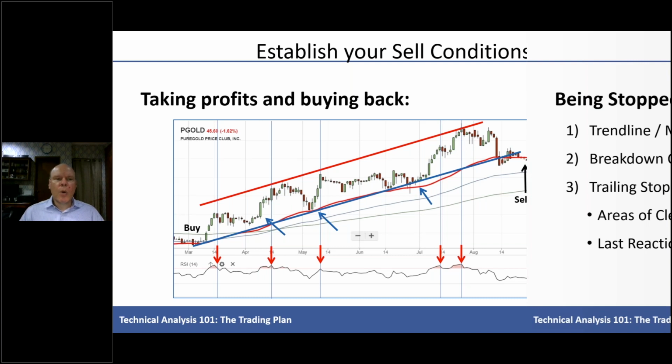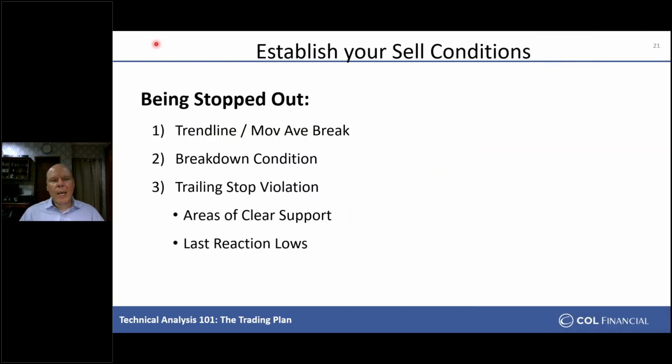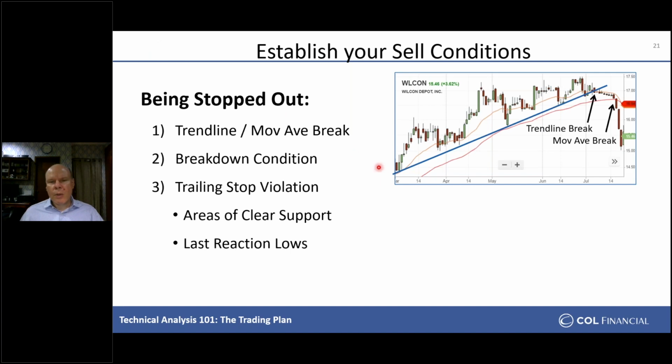Okay, so let's talk a bit more about being stopped out. What signals can we use to highlight those stop out moments? Well, a break of your trend line or moving average is a good indicator because that suggests a break in trend or support. Any breakdown condition is also something that you should look at. Now, let's have a look at these two conditions first, and I'll look at the third one in the next slide. Now, a trend line or moving average break. So here we have it.